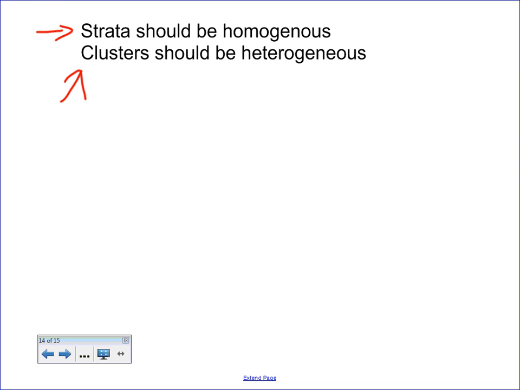So these are the concepts I need you to have in hand because we're going to spend a lot of time doing samples in the next two classes. And I will see you next class.